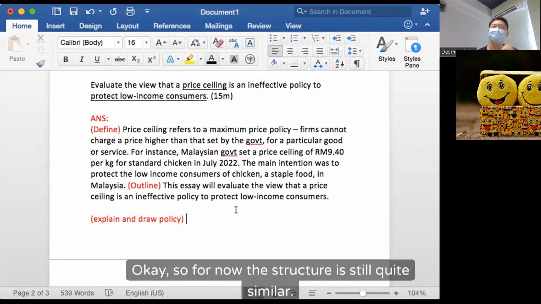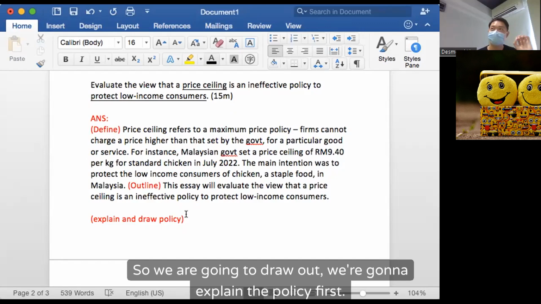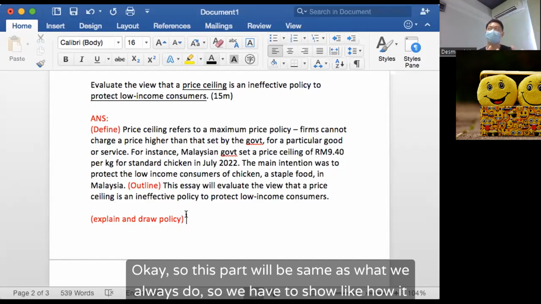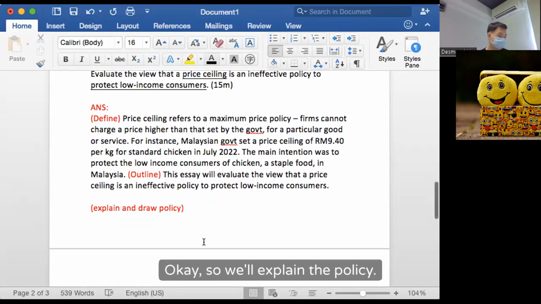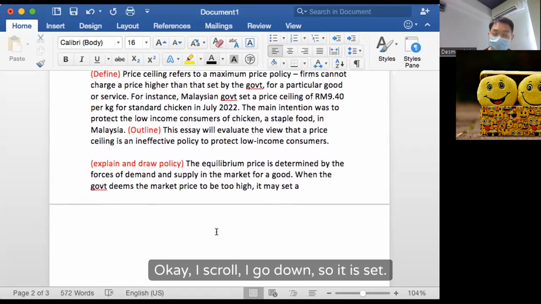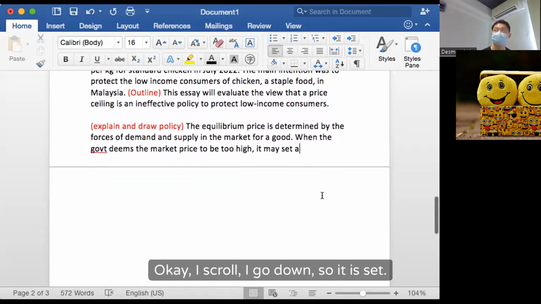Okay. So for now, the structure is still quite similar. We are going to draw out, we're going to explain the policy first. This part will be same as what we always do. You have to show how it works and all that. So we'll explain the policy.